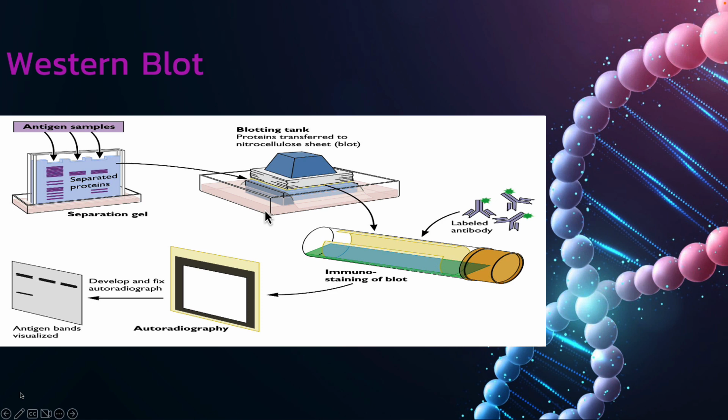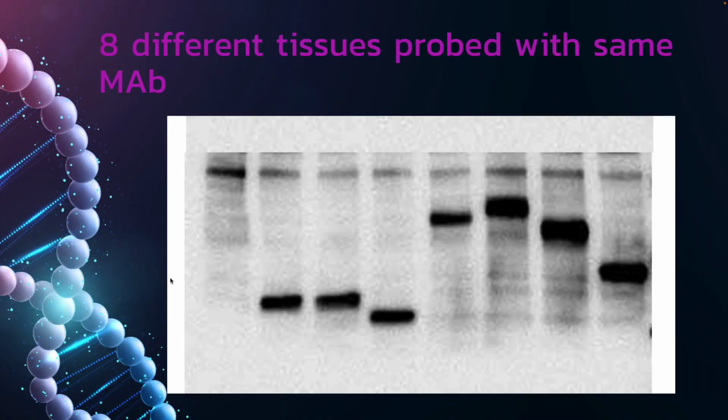Just like with a Southern or a Northern, we transfer the proteins out of the gel to a membrane, and then here we use our antibodies to probe. And then we can visualize. They could be fluorescent. Oftentimes you use autoradiography. Something like horseradish peroxidase will show up on X-ray film. So they're not radioactive, but you can look at them on X-ray film. And then here, what we can look at is 8 different tissues. It doesn't really matter what tissues they are, probed with the same antibody.